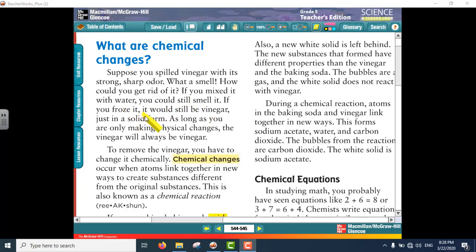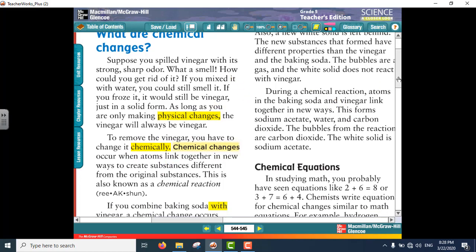If you froze it, it would still be vinegar, just in a solid form, as long as you are only making a physical change. The vinegar will always be vinegar. To remove the vinegar, you have to change it chemically. So, what is a chemical change?